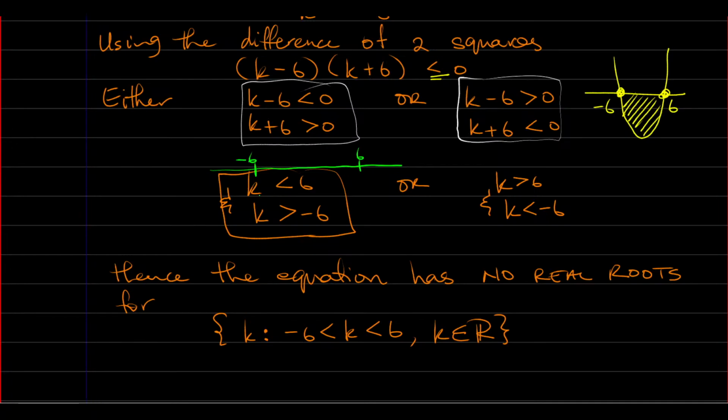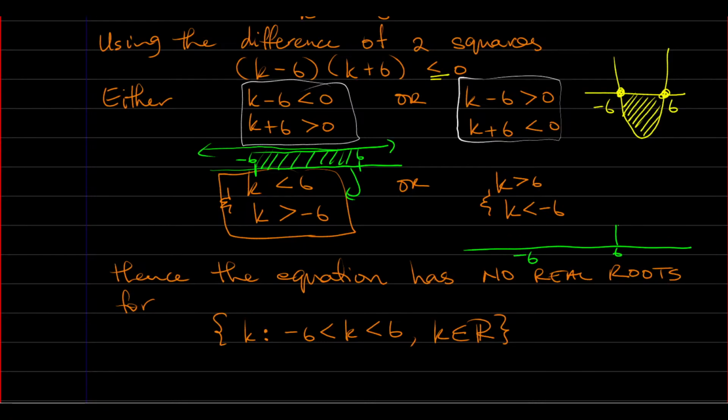And when we look at k less than 6, we're going this way. And we look at k greater than minus 6, we're going this way. And we see that the arrows overlap right here. So that's why we say that this is the solution. If you look at the other one, which is this one here, we can see that in this case, 6 would be over here, and then minus 6 would be over here.